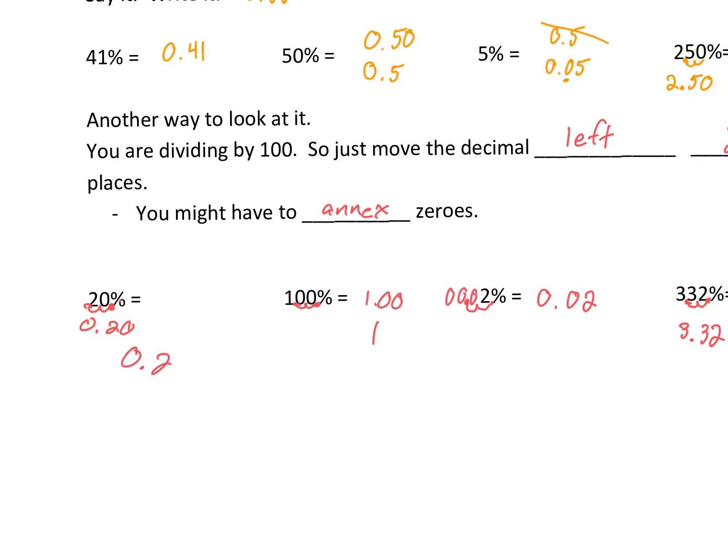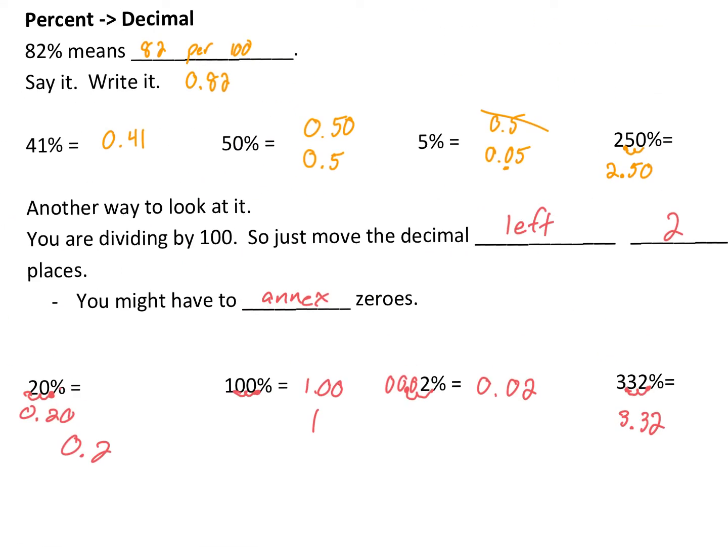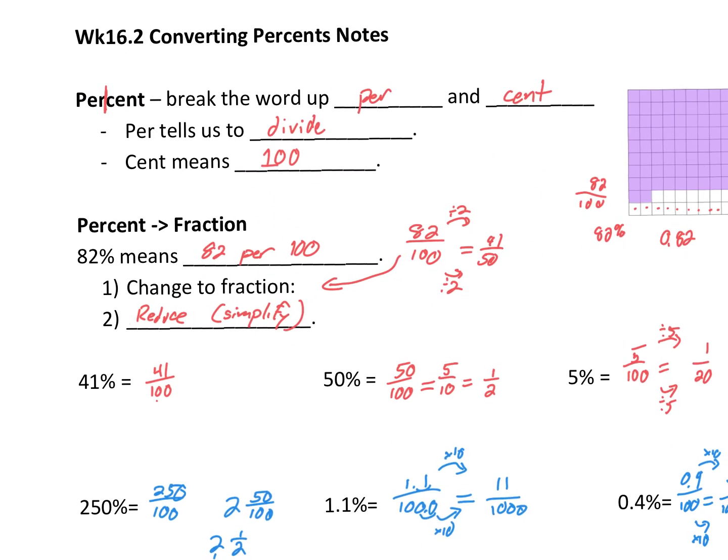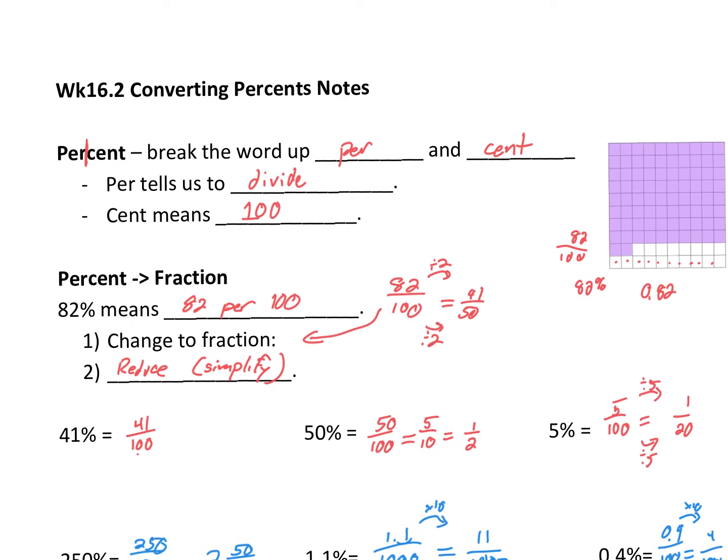All right, I think you guys have the hang of it. That is percents. We're taking percents, we're changing them to fractions, we're changing them to decimals. We're just taking that word percent and saying per hundred.